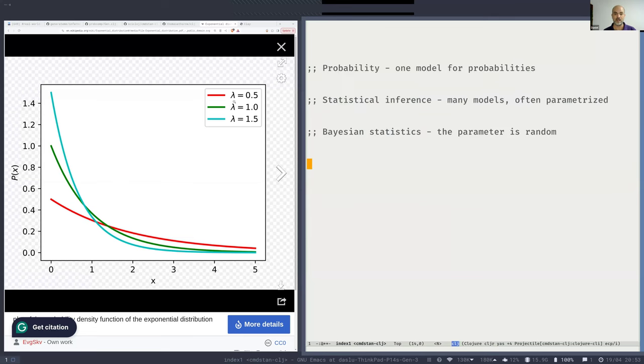So how do we do Bayesian statistics? We have software for that. And some of the software is of this form called probabilistic programming. That means you can write your whole probabilistic story as a program. And that is what we're talking about today. And we'll see a little demo of that in a moment.